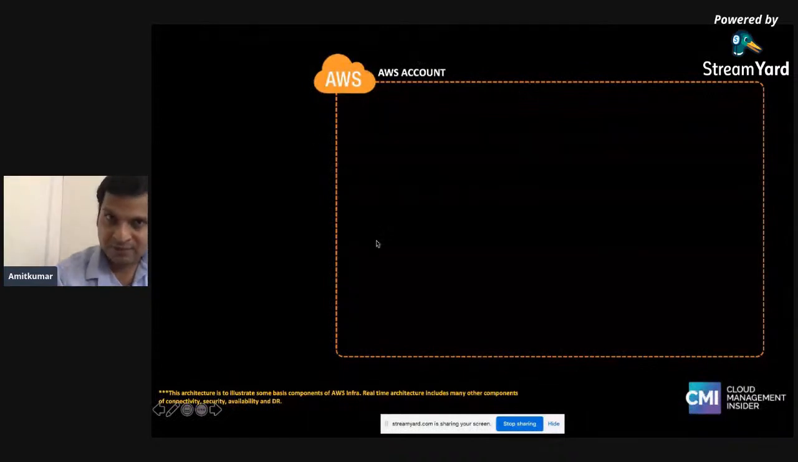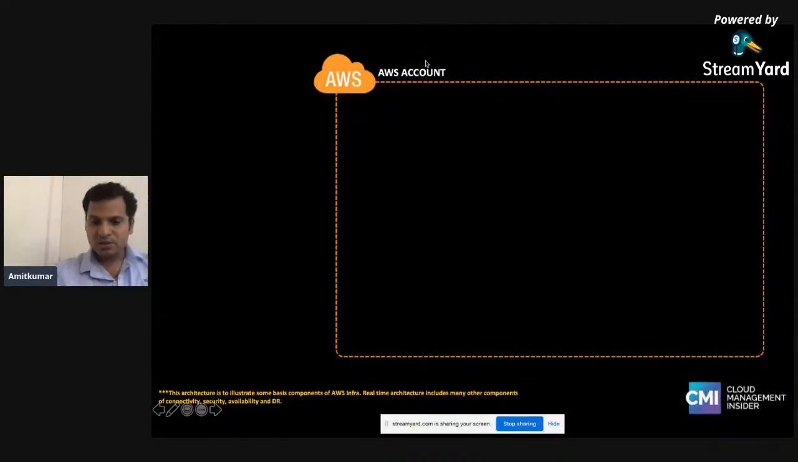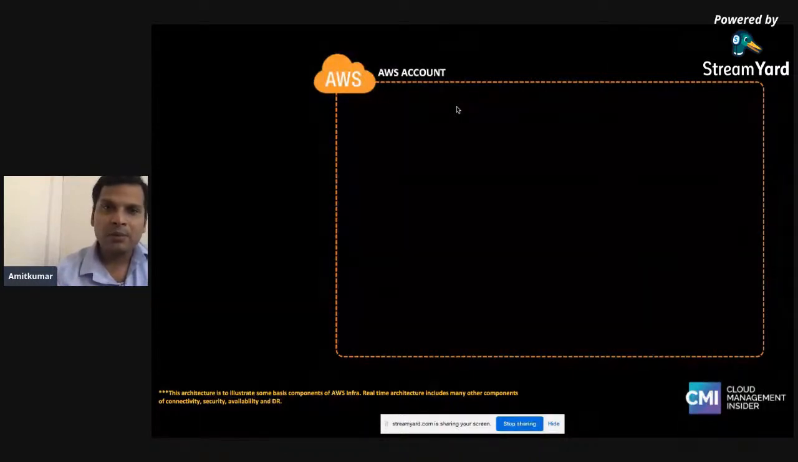So the first and foremost thing that anyone has to do is to create an AWS account. You can use any ID, your email ID, your Rediffmail ID, or your organization's ID. You can create an account. You will be asked to enter credit card information so that you can be billed as per the usage, and then you'll be up and running with an AWS account.